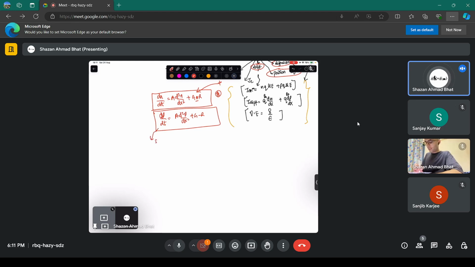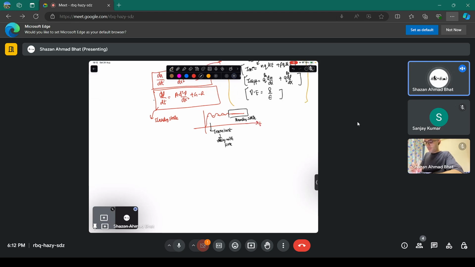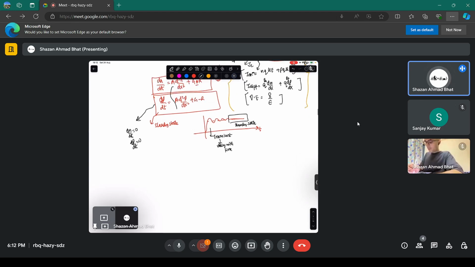But if you want to solve these in steady state, meaning you have perturbed the system and then waited long enough for the system to stabilize, then you are measuring the steady state. This is the transient. In the transient, things vary with time, so this is the time axis. If you want to solve these in steady state, you just put dn by dt equals 0, you put dp by dt equals 0, and you get these particular terms.